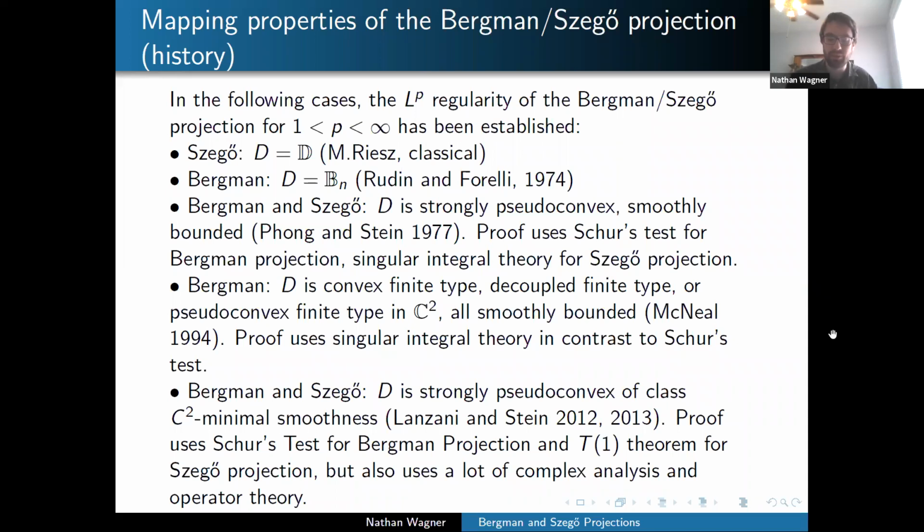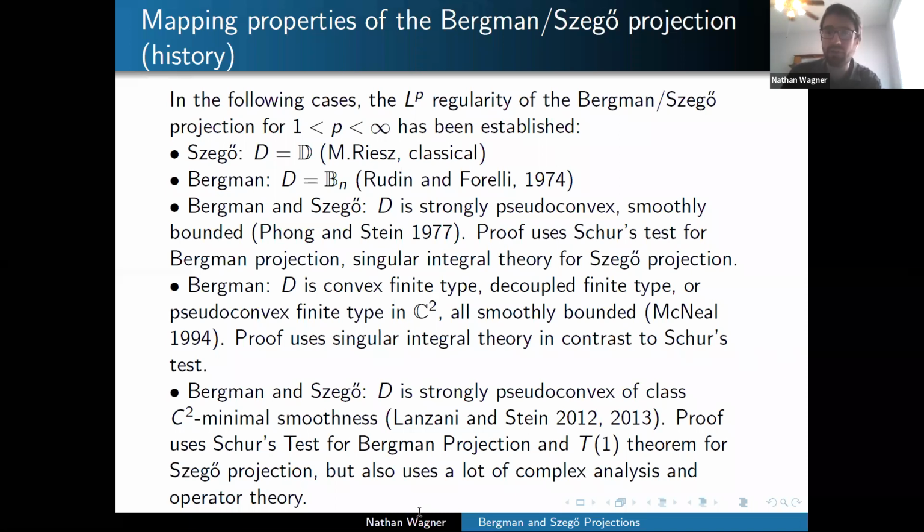For those of you that aren't familiar, the T(1) theorem is really important in harmonic analysis, and it's a test on an integral operator that basically guarantees that the operator will be bounded on L^2. And then they prove that the operator is sort of a generalized Calderón-Zygmund operator. And we'll talk a little bit more about what that means later. But their technique also uses a lot of complex analysis and operator theory.